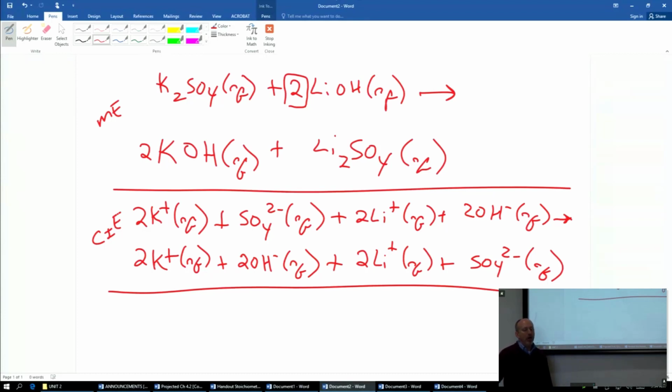Right? Now, we need to remove the spectator ions. So Maggie, is there a spectator ion in the complete ionic equation we can identify? You have sulfate. The sulfates. So the sulfates are spectator ions. Okay. Kennedy, any others?